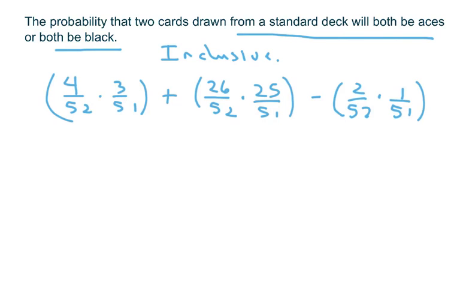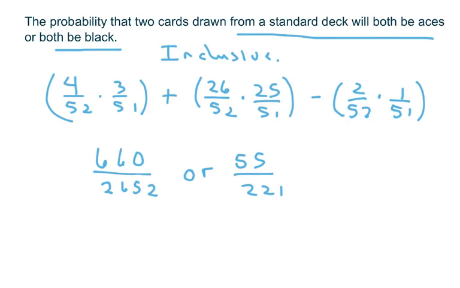And you simplify that, you're going to get 660 over 2652, which is 55 over 221.